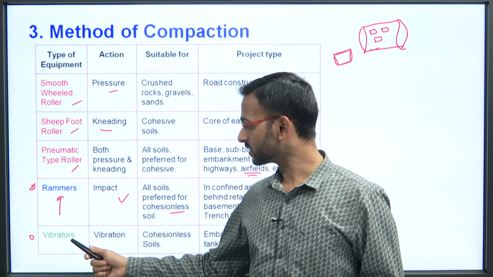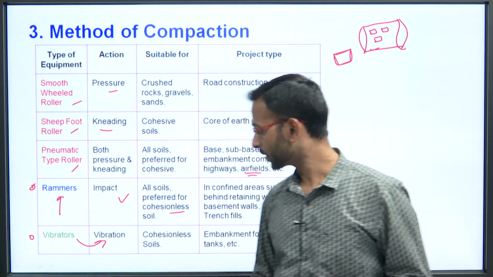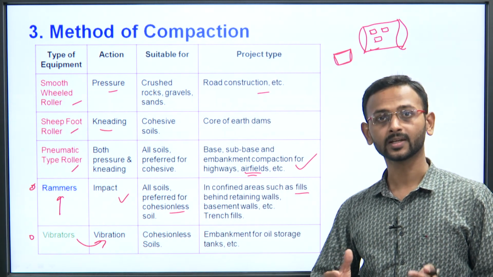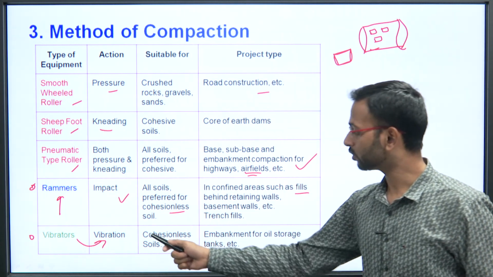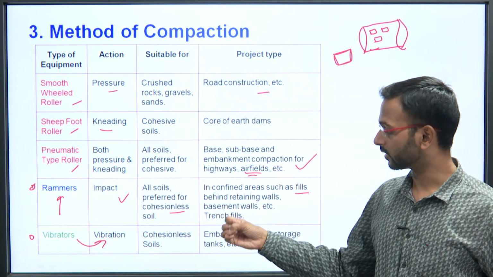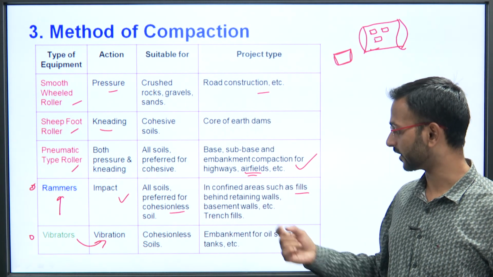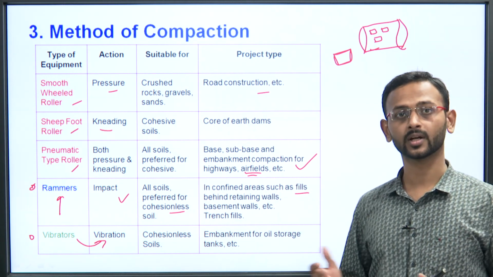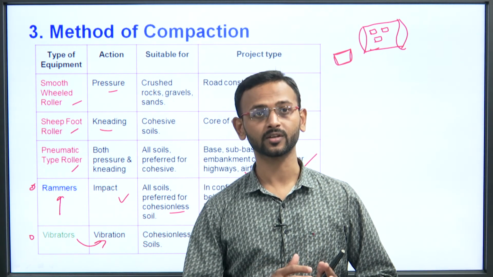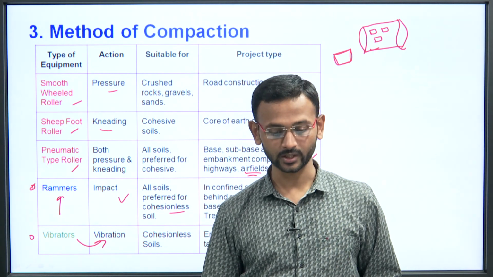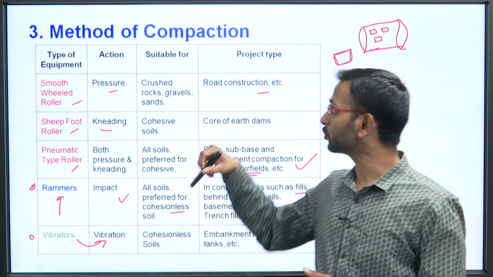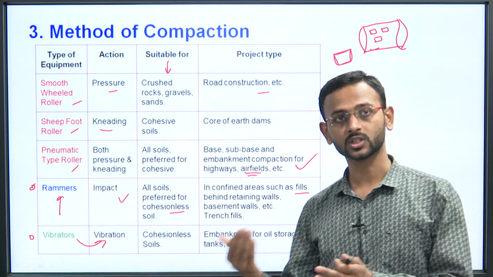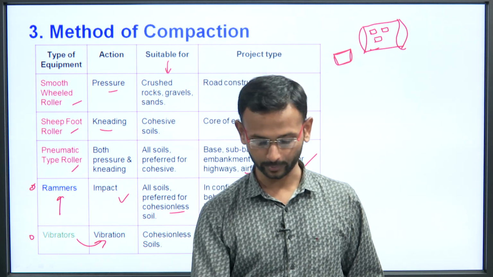When we talk about the vibrators, their action is simply vibration, and you already know that cohesionless soil can easily get settled due to vibration action. So, cohesionless soils are mainly subjected to the vibration effect. For embankments for oil storage tanks and similar things, vibrators are used. So, these are the different compaction equipment, and according to the situation and the type of soil, we will be using different types of equipment.